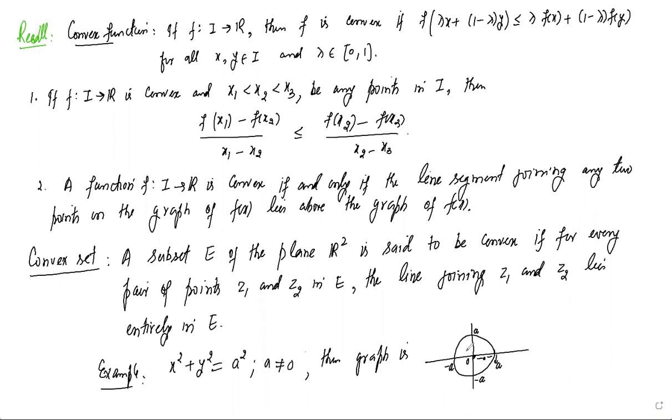Now here we can see that if we join any 2 points on this circle, then the line segment joining those 2 points will lie entirely inside the circle. So therefore, this is a convex set. And we can take, as example number 2, the example of an ellipse. Suppose we take the ellipse x squared by a square plus y squared by b square is equal to 1, then it is also a convex set.